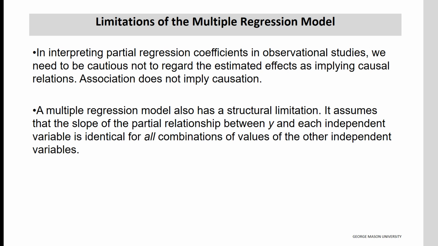Also, a multiple regression model has a structural limitation. It assumes that the slope of the partial relationship between y and each independent variable is identical for all combinations of values of the other independent variables. This is something we need to keep in mind.